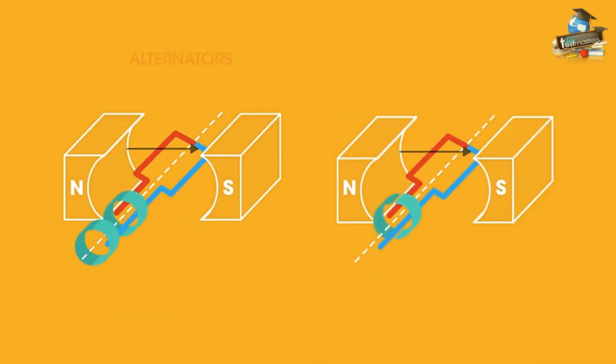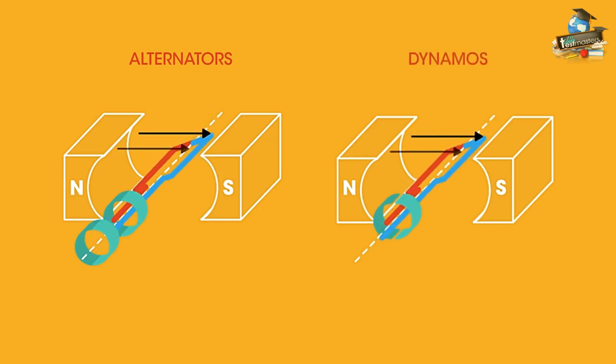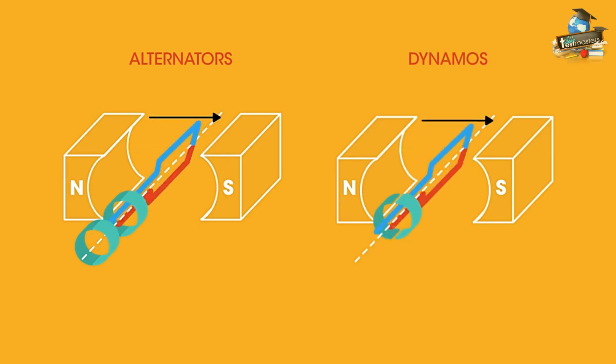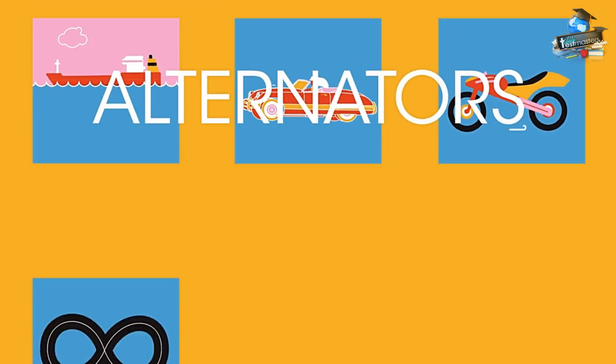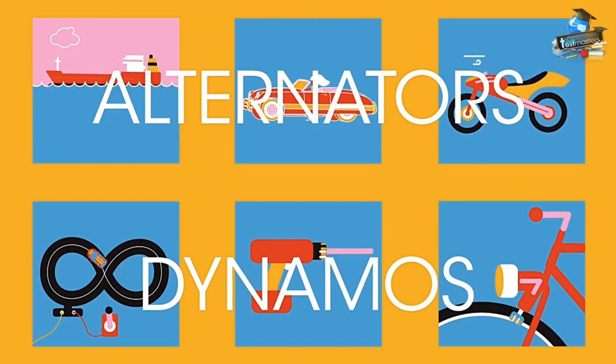This video is all about alternators and dynamos. They both use magnetic fields to produce electric power. Ships, cars and motorbikes use alternators to charge their batteries. Toys, power tools and bicycle lights use dynamos.